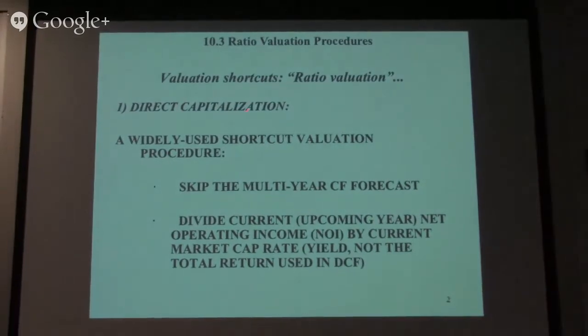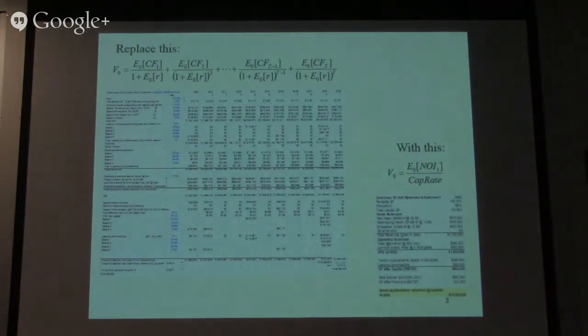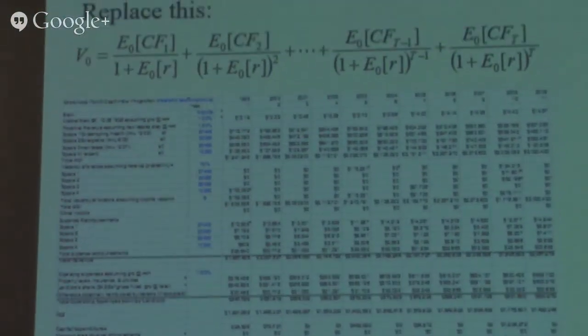So the whole idea with this direct capitalization is we skip the multi-year forecast and we just divide the upcoming year by the cap rate, and that gives us our value. In other words, we replace this big long formula here and all of this 10-year Excel pro forma that you've done on the homeworks and that everybody does, with this little tiny formula here that's so much simpler, and really you can do it on the back of an envelope. You don't even need Excel to do it. So that's very nice. It's a shortcut.